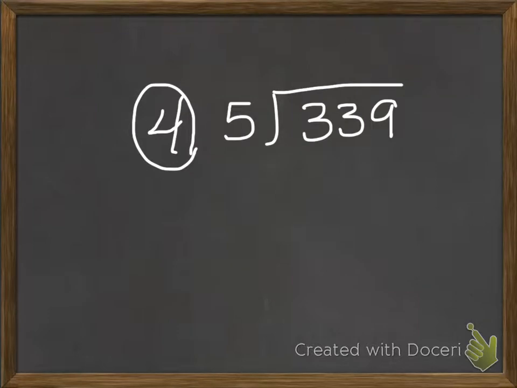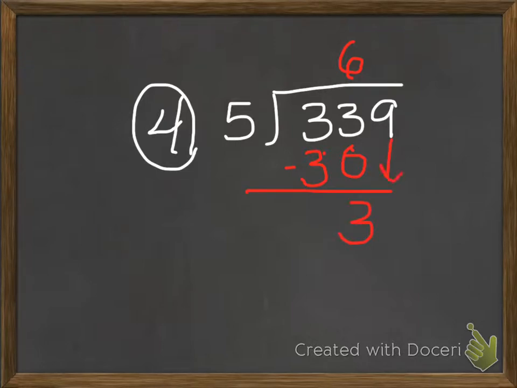Alright, let's try another one. 339 divided by 5. Can you divide 3 by 5? Nope, it's too small. Let's try another digit. 33 divided by 5. Sure, we can divide that. So what's going to get us close? 5 times 6 is 30, so that's very close. 6 times 5 is 30, so we subtract. 33 minus 30 is 3.